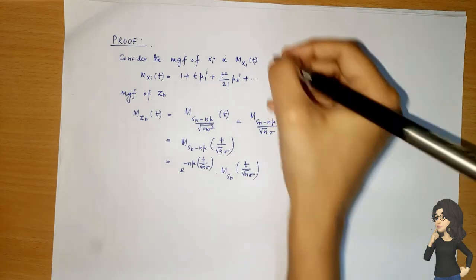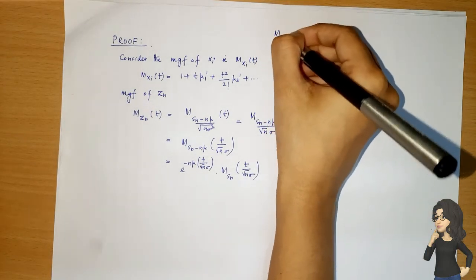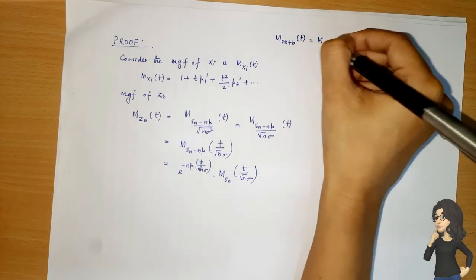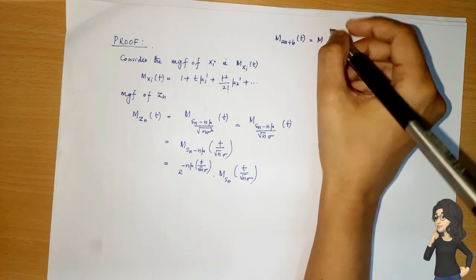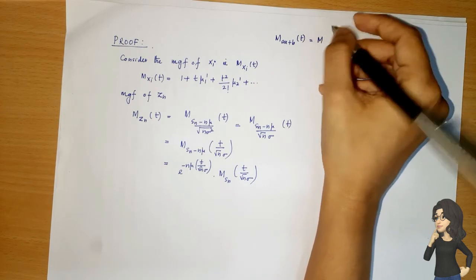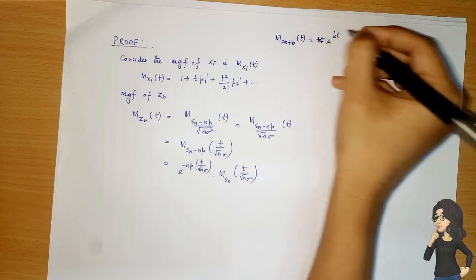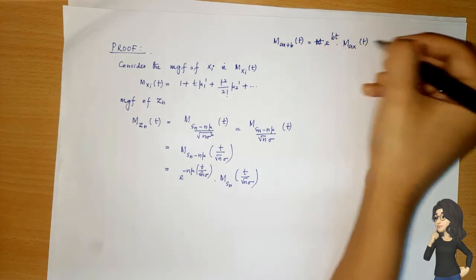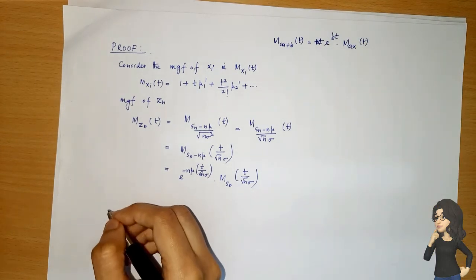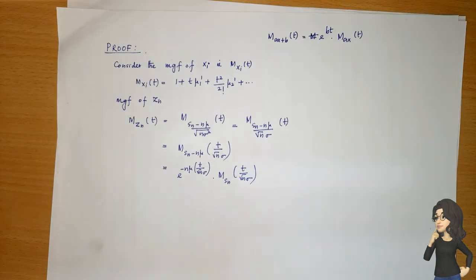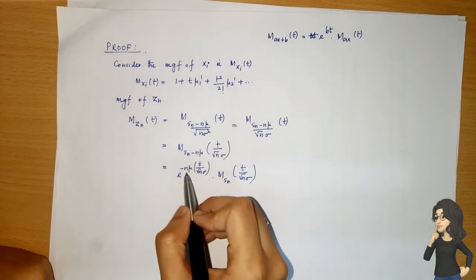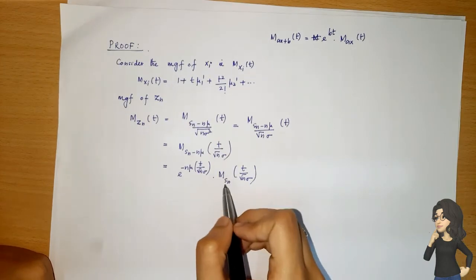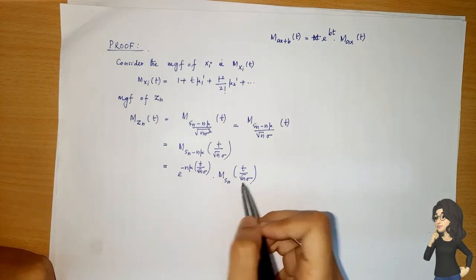So we know M_{aX+b}(t) is equal to e raised to bt into M_{aX}(t), isn't it? Yes. So here also we can write Sn minus n mu as e raised to minus n mu t by root n sigma into M_{Sn}(t by root n sigma).